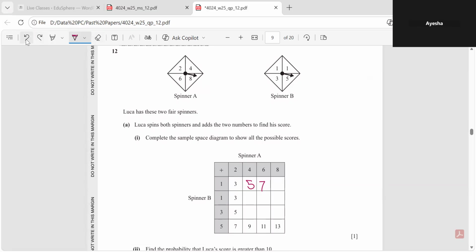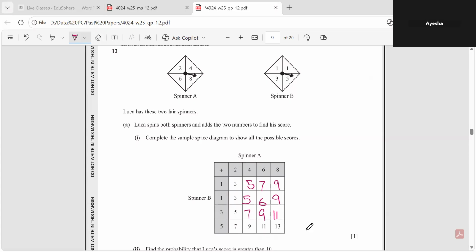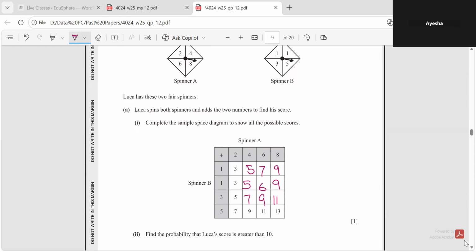We'll write 9 here. And then 1 plus 2 is 3, 1 plus 4 is 5, 1 plus 6, 7, 1 plus 8, 9, 3 plus 2, 5, 3 plus 4, 7, 3 plus 6, 9, 3 plus 8, 11. So the rest of them are already completed. We can see this one. Now at this point, the first thing is to complete the problem.